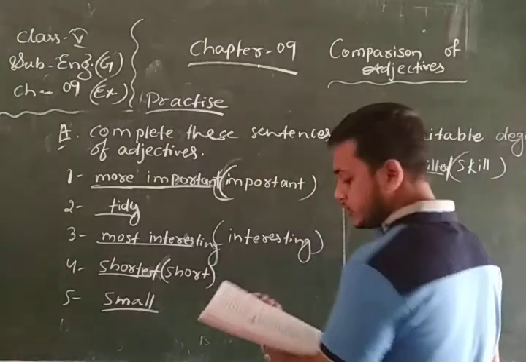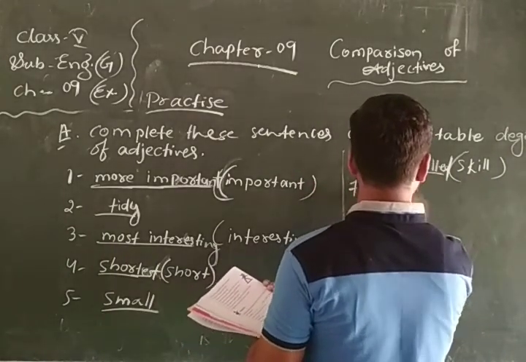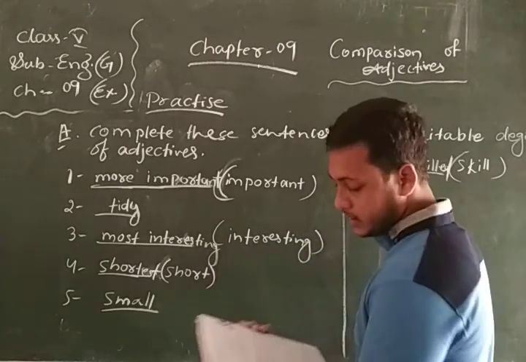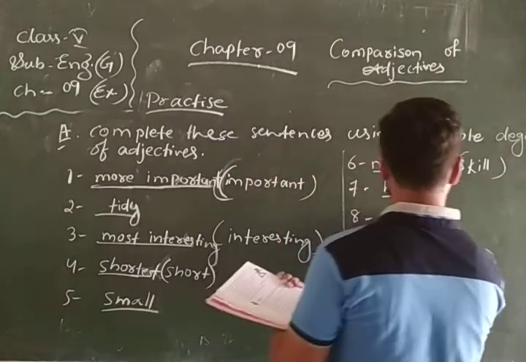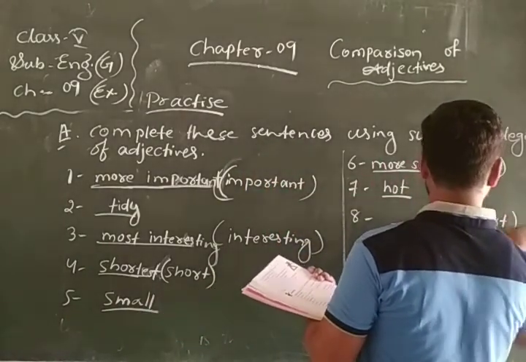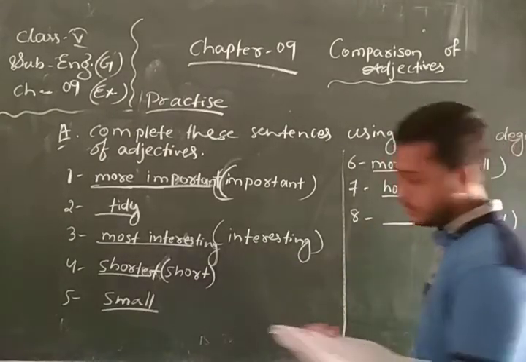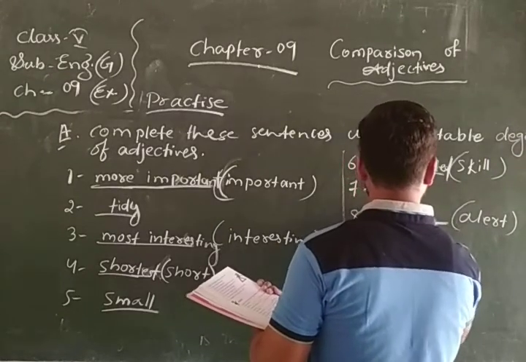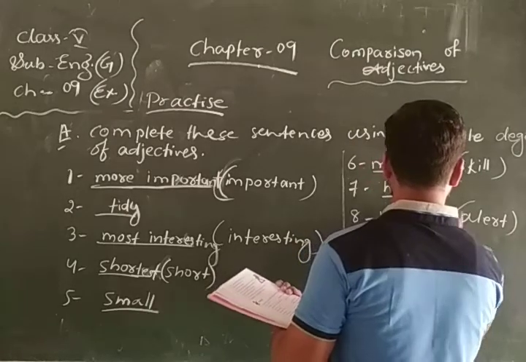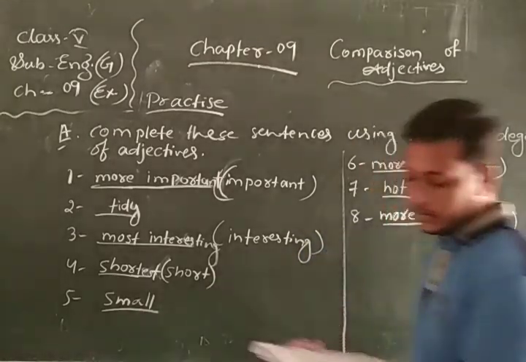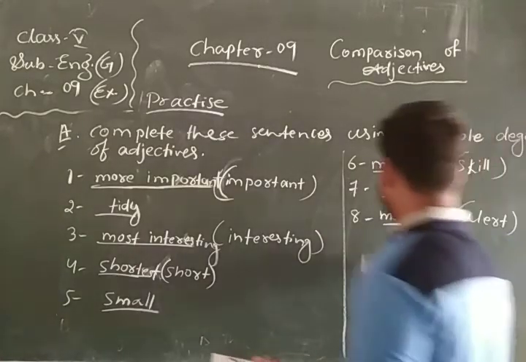Number 7, it is so difficult to travel in this dash weather, in this hot weather. Number 8, the guard in our tower was dash than the one in the next tower. Alert. Okay, here also we are comparing the two persons, two guards. Okay, so here we will use the comparative form. Okay, more alert. Okay, the guard in our tower was more alert than the one in the next tower.